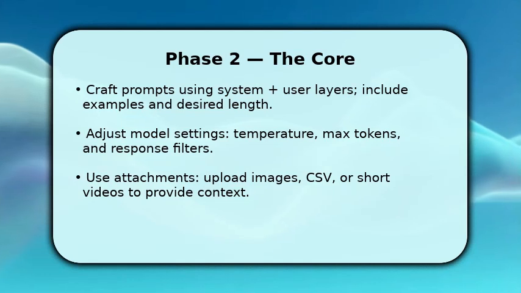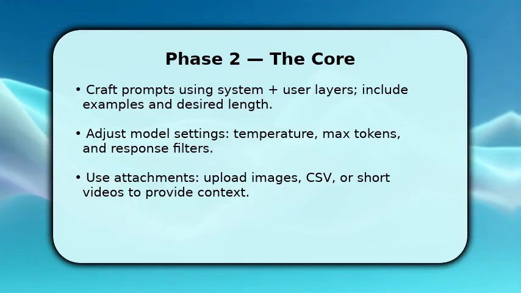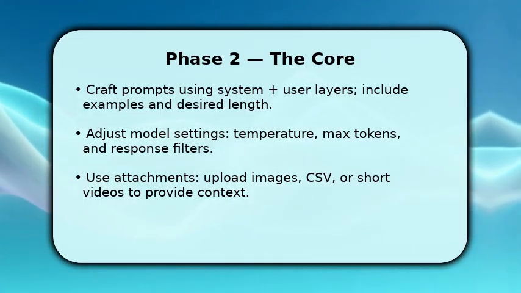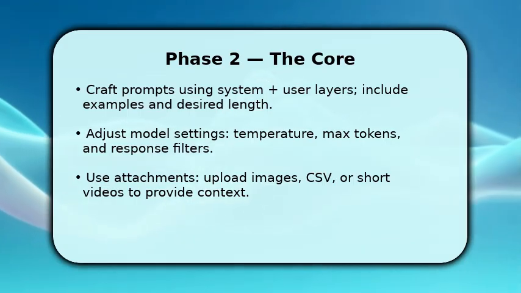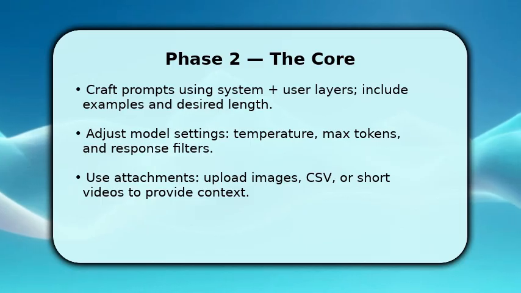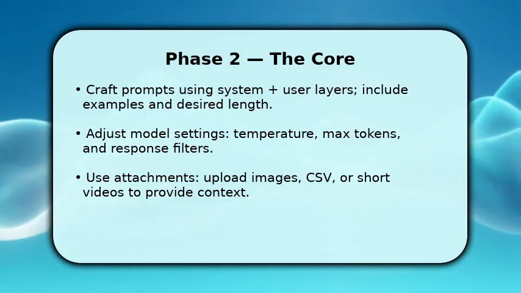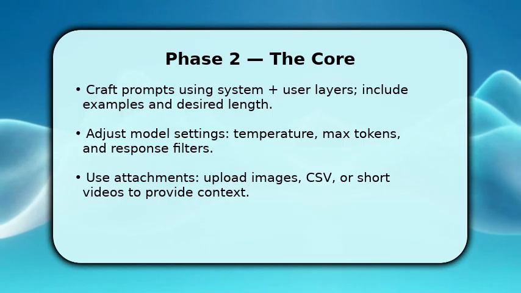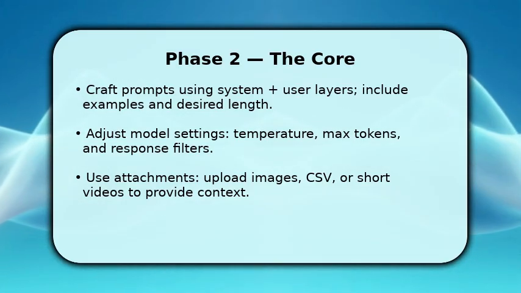You now refine the core process. Write a layered prompt with system instructions, a clear user request, and one example. Adjust temperature for creativity, set max tokens to limit length, and enable response filters if accuracy matters. Once your prompt is set, attach any images, CSV, or short videos to give the model concrete context. Make sure to test variations, measure response consistency, and iterate until outputs match your expectations. This step minimizes surprises in the final result.